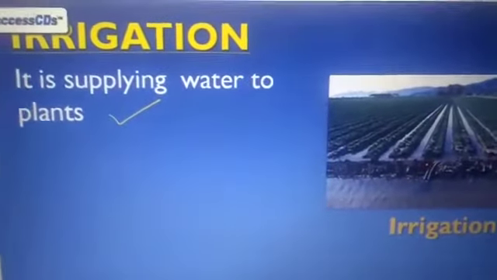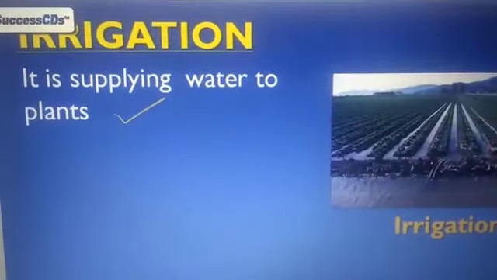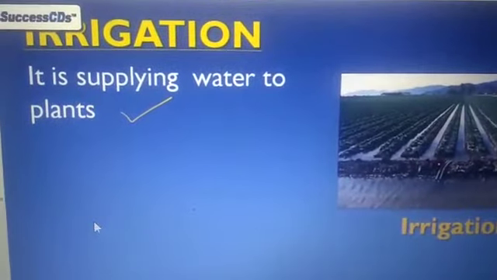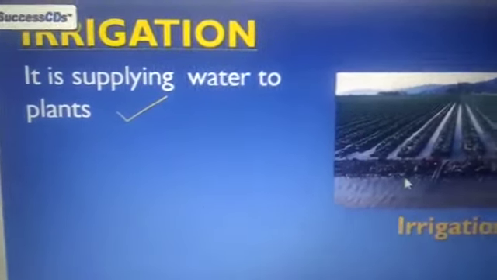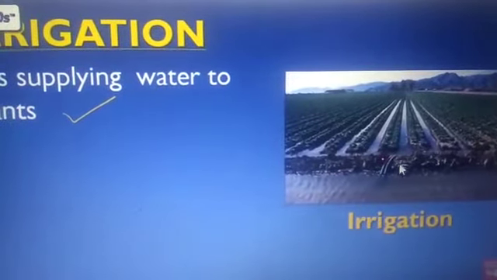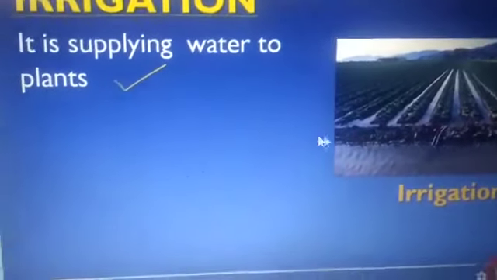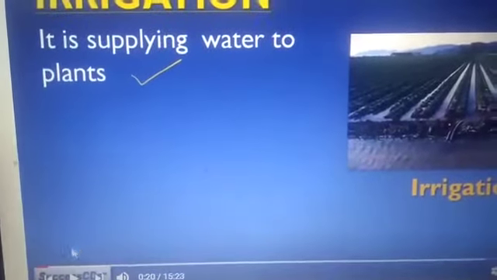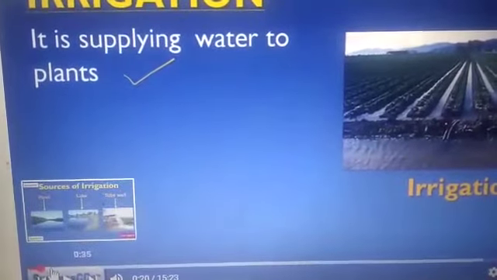What is the meaning of irrigation? It is supplying water to the plant. Supplying water to the plant is called irrigation. In this figure, water is supplied to the fields and this process is called irrigation. And irrigation is very important for plant growth.